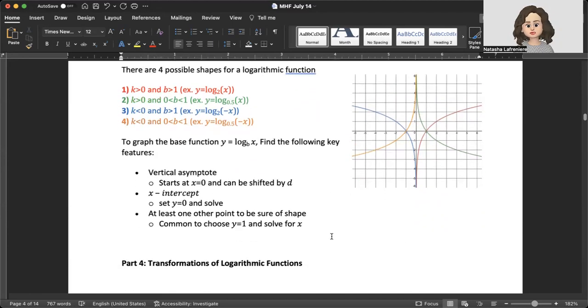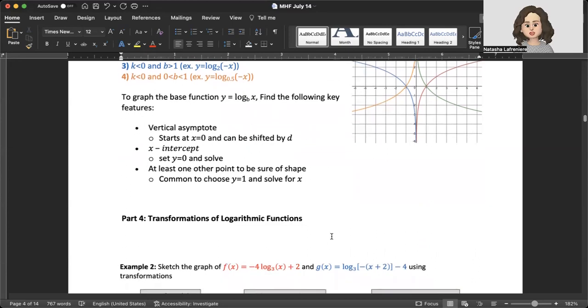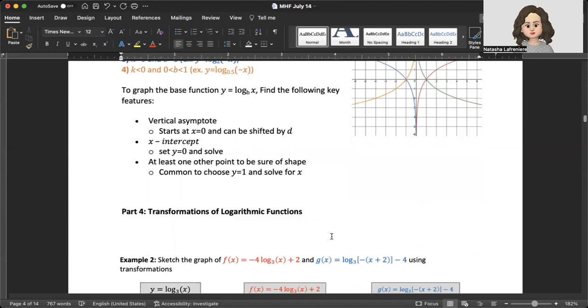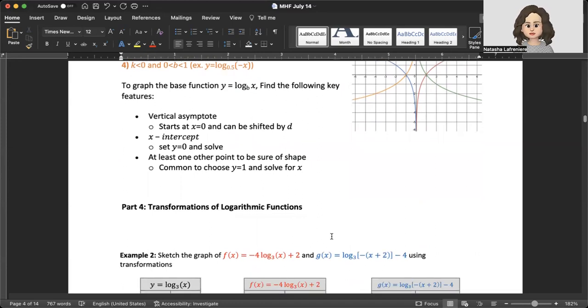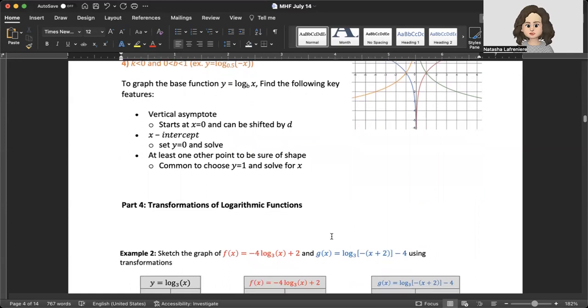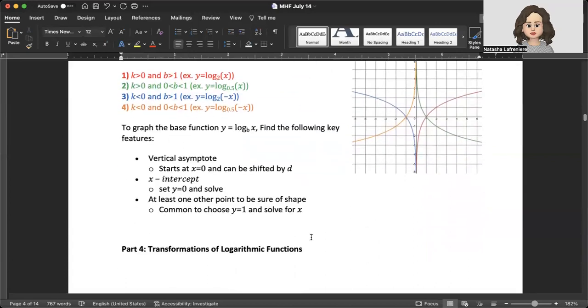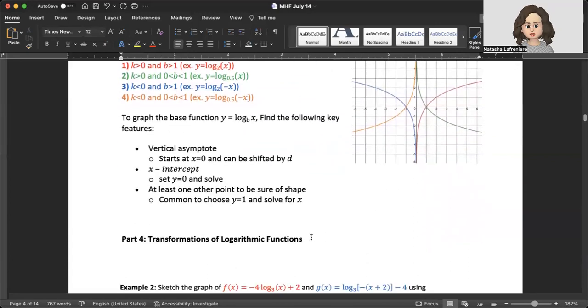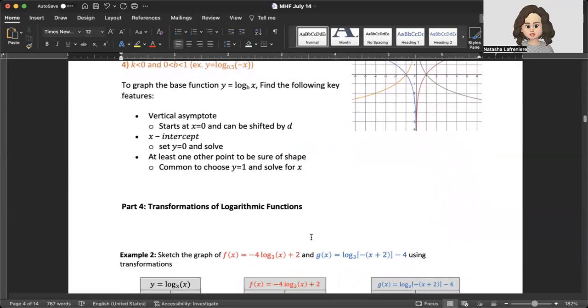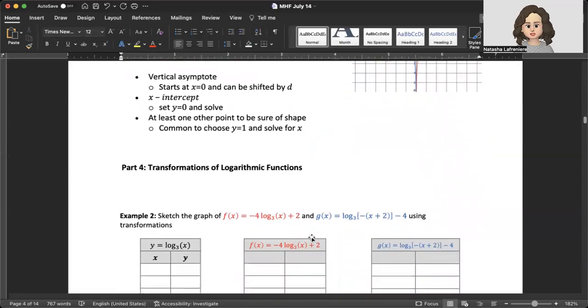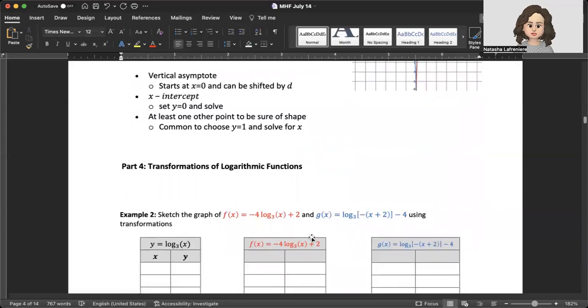So to graph the base function of log base b of x, find the following key features. So you have to find your vertical asymptote. So start at x equals 0, and it can be shifted by d. So your d would be this number here. You want to find your x-intercept, so set y equals 0 and solve, and find at least one other point to be sure of the shape. So commonly choose is 1.